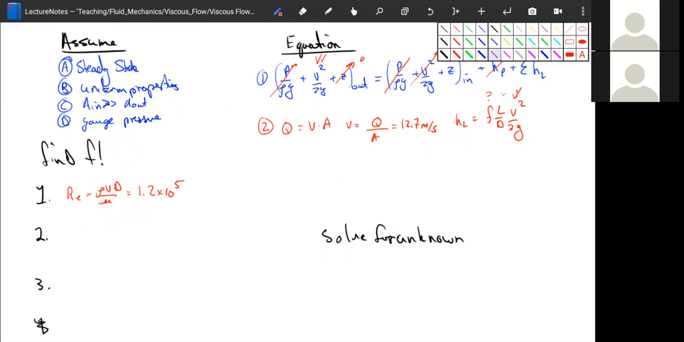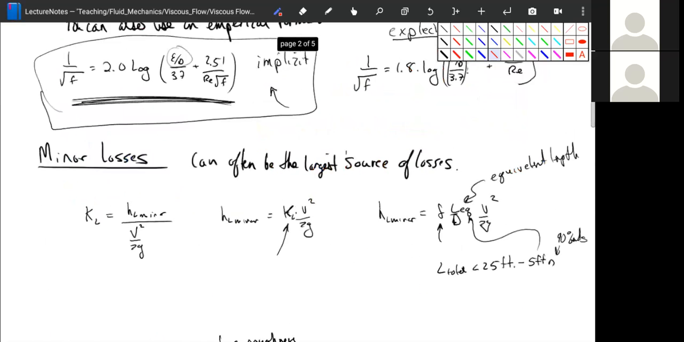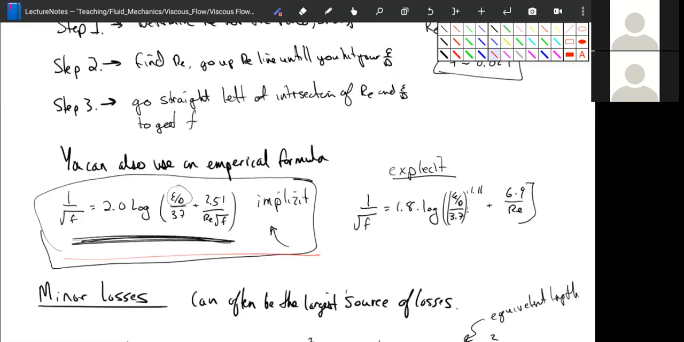No units on that, right? Because it's a dimensionless parameter. And so 1.2 times 10 to the fifth is turbulent flow. Great. That's wonderful. Remember, we had two options, basically. We have laminar flow, where the Reynolds number is less than 2100, where our friction factor would just be equal to 64 over the Reynolds number. Or the Reynolds number is greater than 4000, in which case we have our implicit equation, which is listed right here, or our explicit equation, which is slightly less accurate.